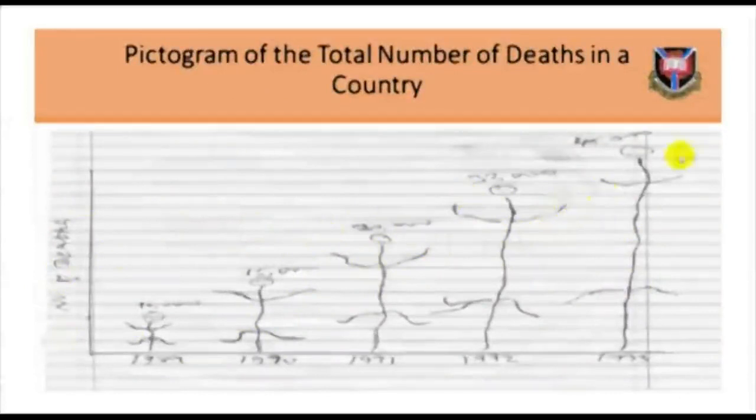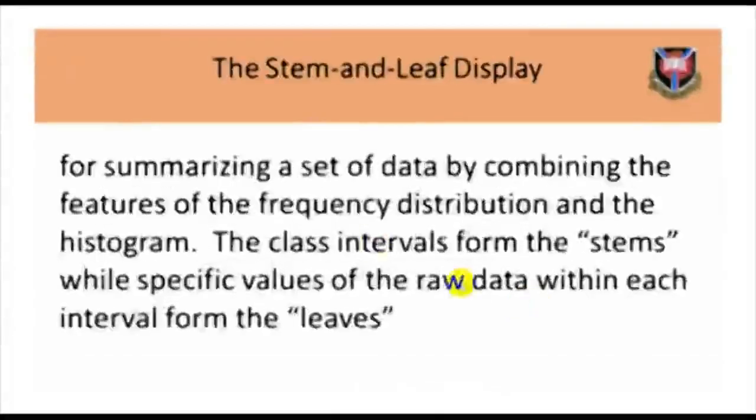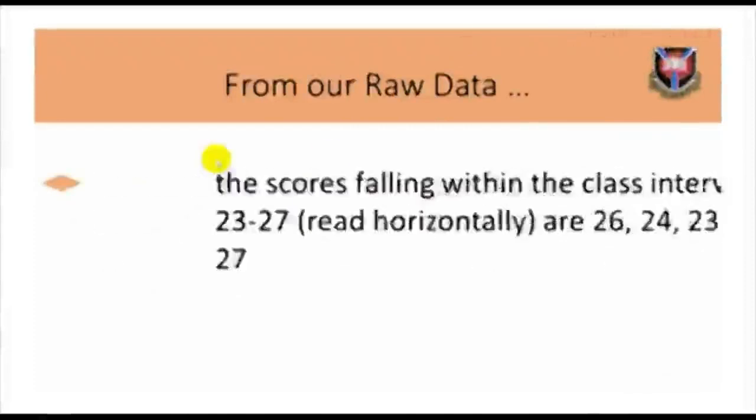The stem and leaf display. This is a simple, useful but uncommon technique for summarizing a set of data by combining the features of the frequency distribution and the histogram. The class intervals form the stems, while specific values of the raw data within each interval form the leaves. An example using scores in table 6.3 and illustrated in table 8.2 is shown in table 8.4.